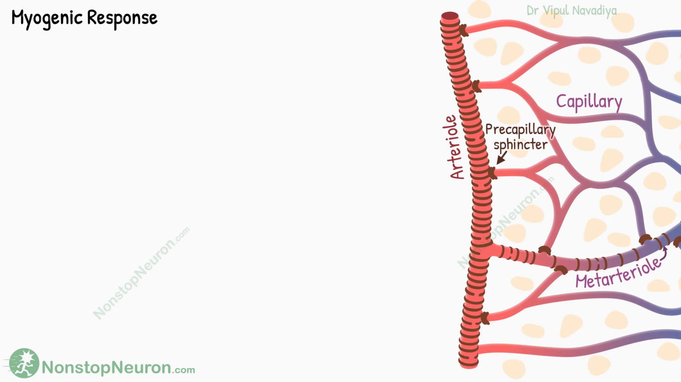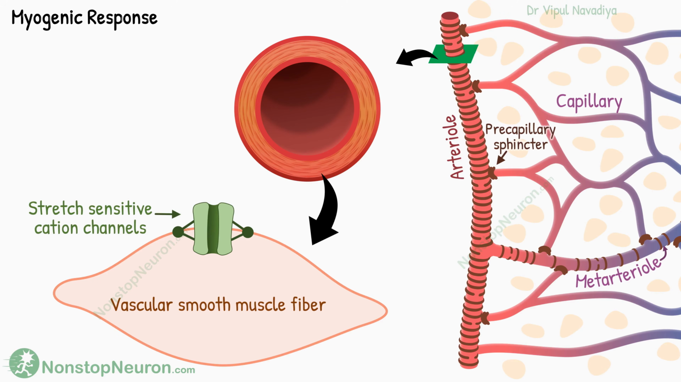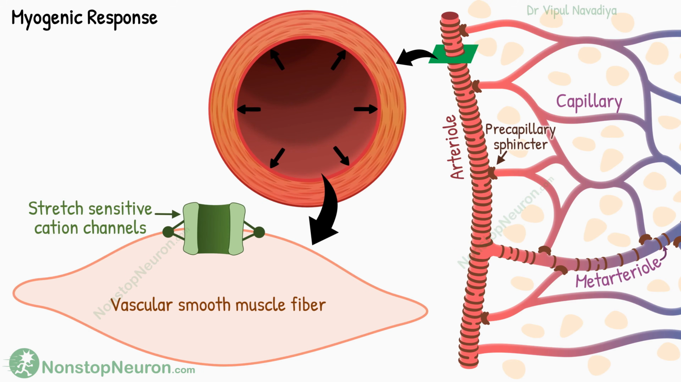The myogenic mechanism is totally inbuilt to the vascular smooth muscles. It does not require any help from outside. The key to this is the stretch-sensitive cation channels. Increased pressure causes sudden expansion of the vessel wall, so the smooth muscles in the wall get stretched. A sudden stretch opens these channels, so there is an influx of positive ions.